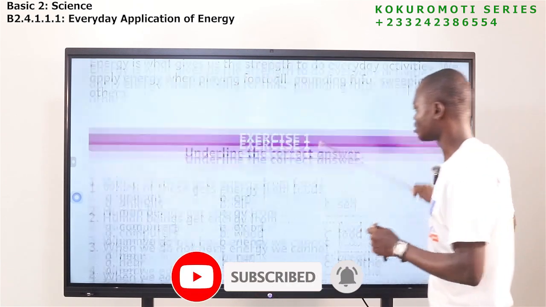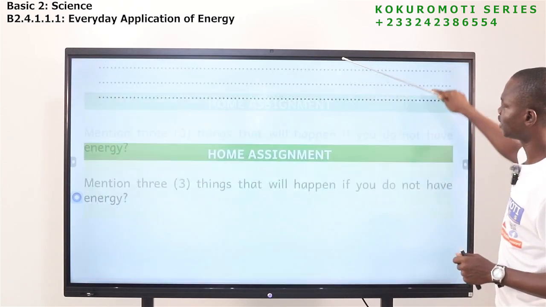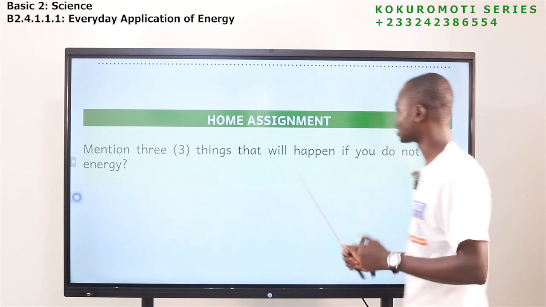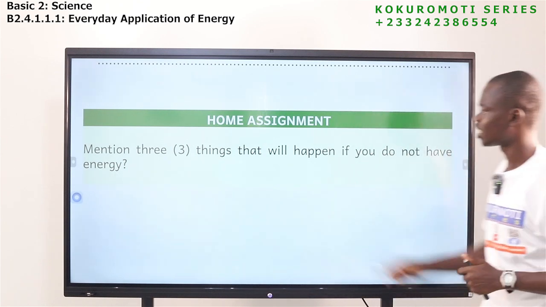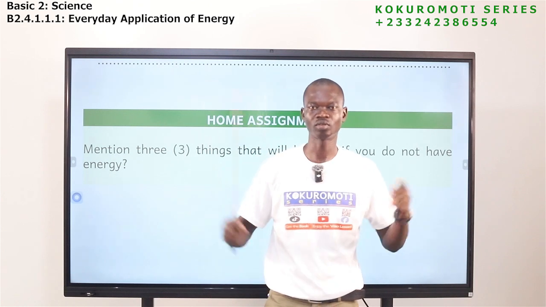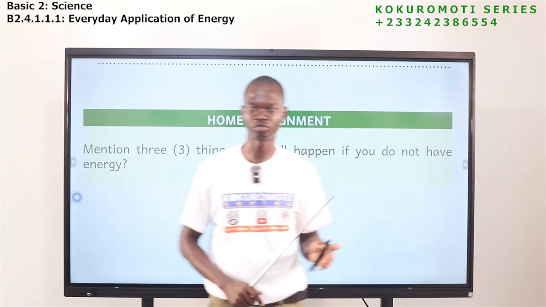Let's look at the exercises that we have. Exercise 1, exercise 2, exercise 3, and then we have a home assignment. So this is the home assignment. Mention 3 things that will happen if you do not have energy. So this is simple. If you do not have energy, what are the things that will happen? Just mention 3. So this is what I expect you to do for me.